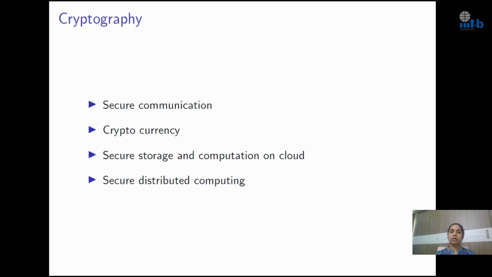such as cryptocurrency. In a loose sense, we can say it is like Bitcoin, where even though there is no governing authority to take care of the transactions happening, there is no way one can double spend a Bitcoin. There is no way he can spend the same coin twice. This is also achieved by cryptographic tools. Also, secure storage and computation on the cloud.